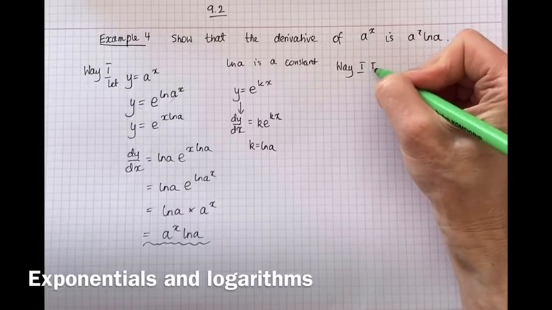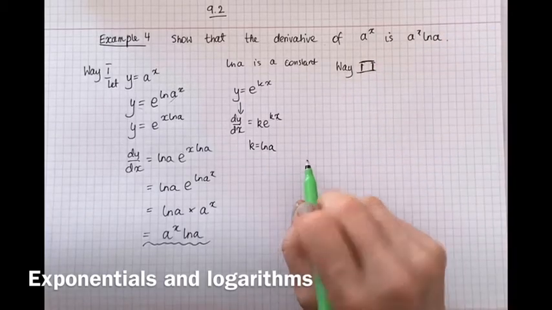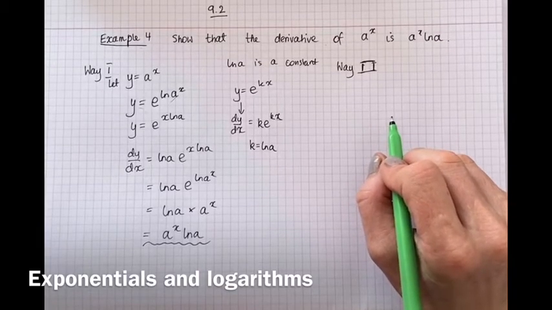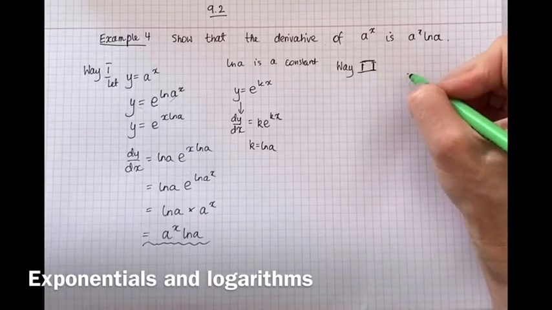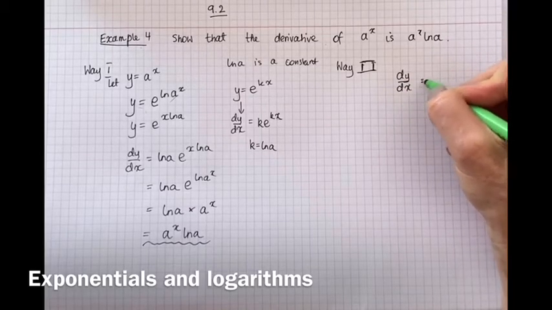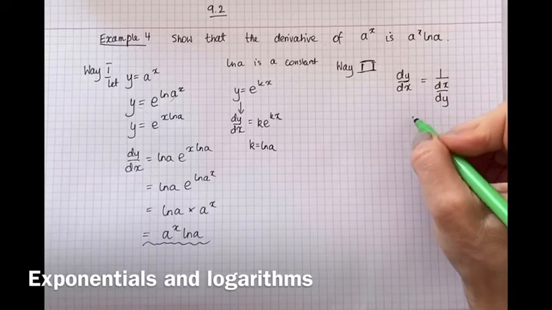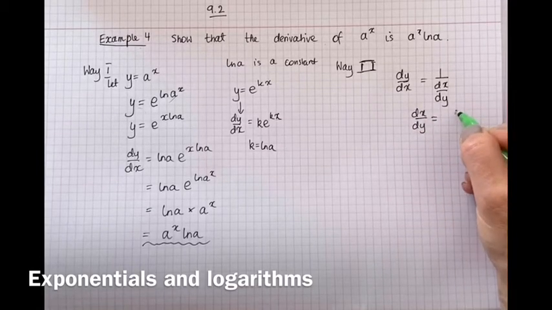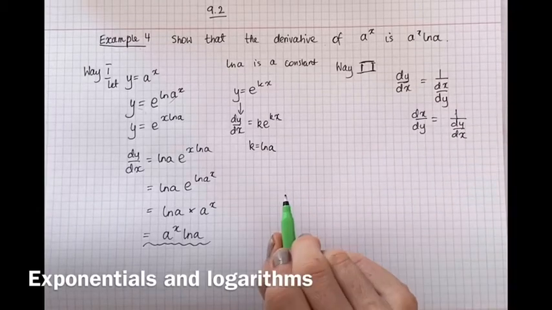I'm going to introduce you to a result that you are going to learn about in the next section. That result is that dy dx is equal to 1 over dx dy, and the opposite. So if you want dx dy, all you need to do is flip dy dx. So they're reciprocals of each other.